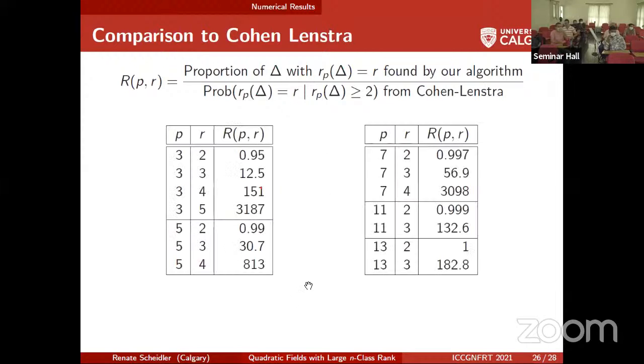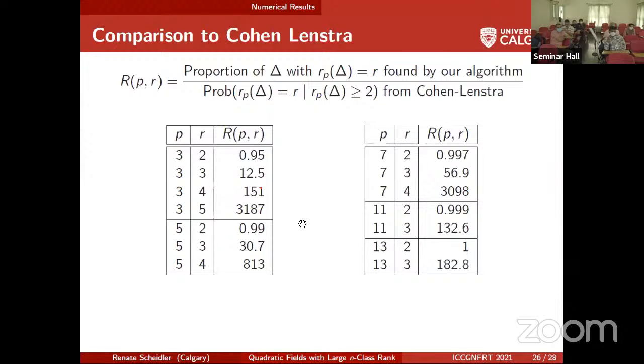Okay, so for R equals 2, it's pretty close to 1: 0.95, 0.99, 0.997, and here it's so close to 1 that we don't even include the rounding error. But then amazingly enough, when your P class rank goes up, the proportion is much, much bigger than 1. What that means is this is a super duper good algorithm. It finds way more than it should.